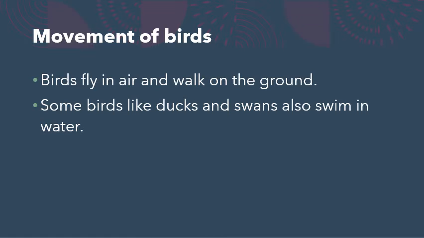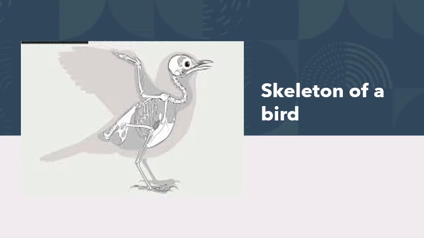Their bones are hollow and light. Hollow means there is nothing inside the bones. Okay, it is empty. So it is called the hollow bones. Their bones are hollow and light. The bones of the hind limbs are typical for walking and perching. Perching means when they perch on the branch of the tree to stand on it. It is called perching.